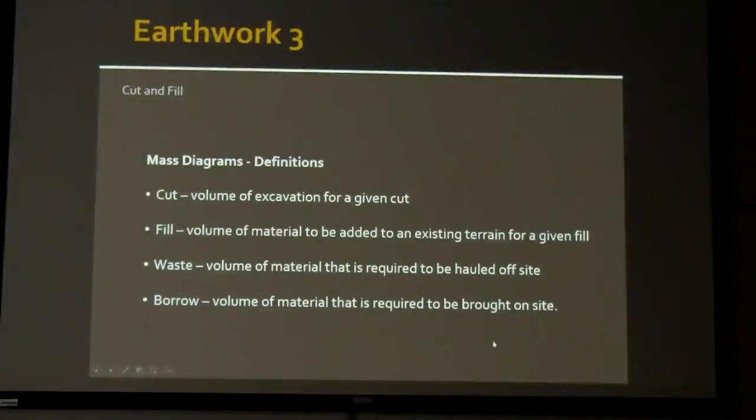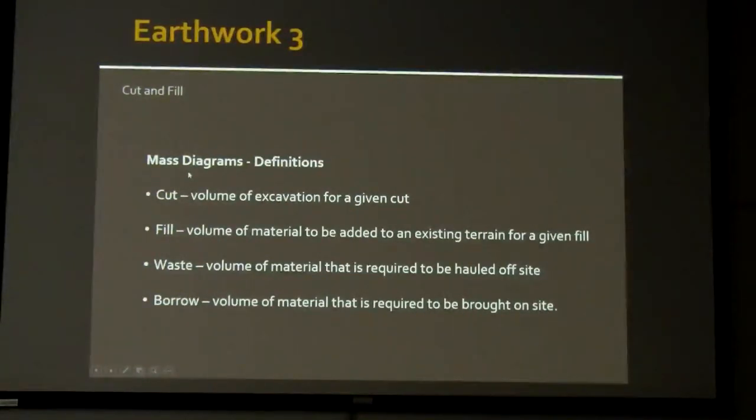Sometimes we'll have a mass diagram, and definitions, of course, are going to be: cut is the volume of excavation for a given cut. Fill is the volume of material to be added to an existing terrain for a given fill. Waste is a volume of material that is required to be hauled off the site, and borrow is the volume of material that is required to be brought on site.